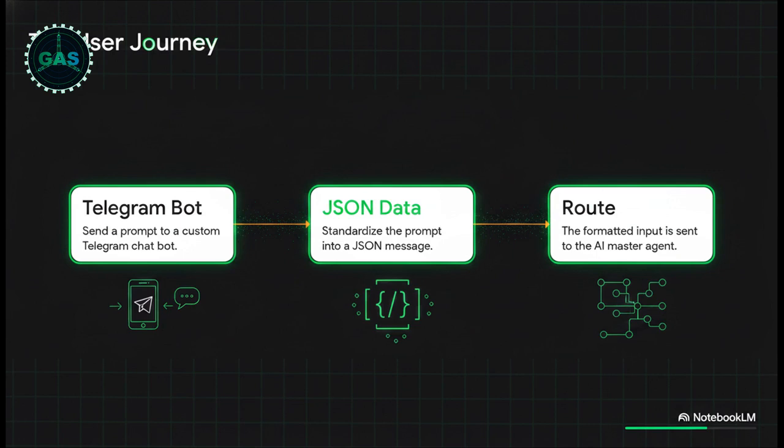The user journey for this interface is remarkably clean. It relies heavily on the Telegram API. As the executive, you literally just pull out your phone or open your laptop and shoot a message to a custom Telegram bot. That single text message is your trigger. From there, the system captures whatever you inputted, whether it's pure text or a mix of text and images, and standardizes it into a structured JSON data format.